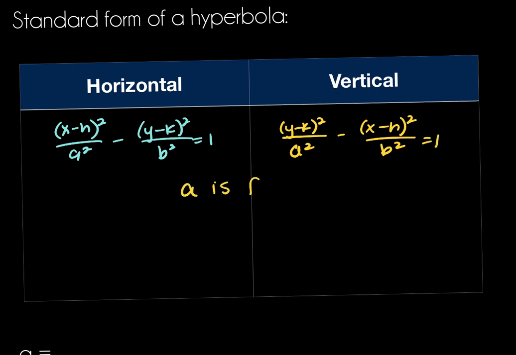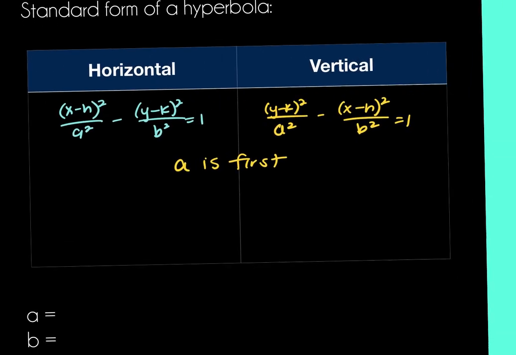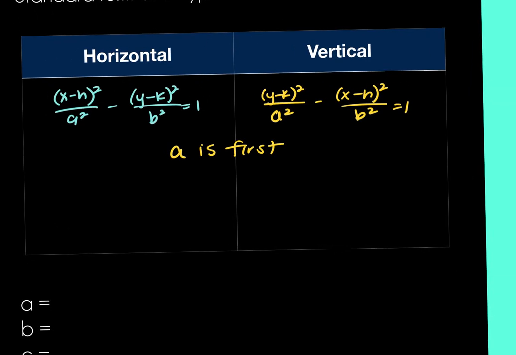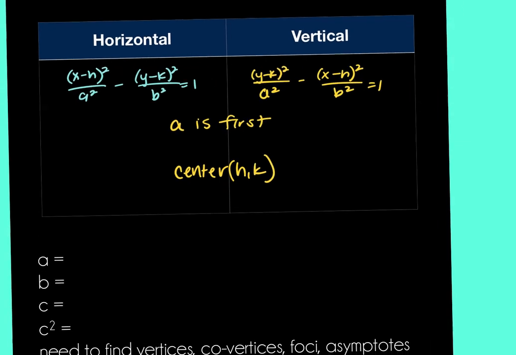A is first this time. It doesn't matter if it's big or not. It doesn't have to be biggest. So the center is again (h, k). Be careful because people tend to screw it up if the order's changed.